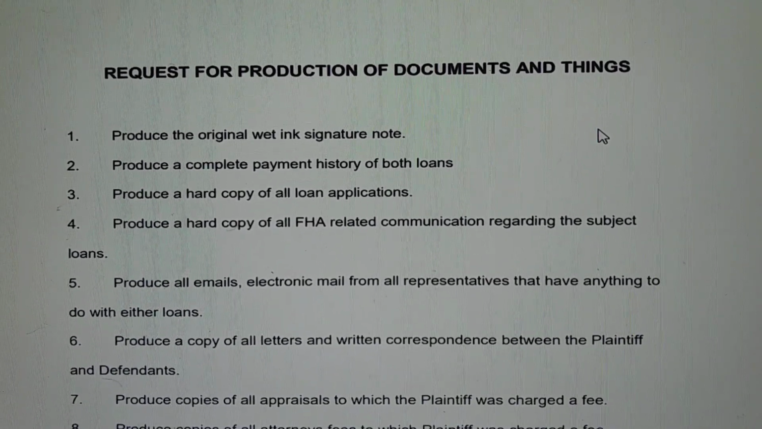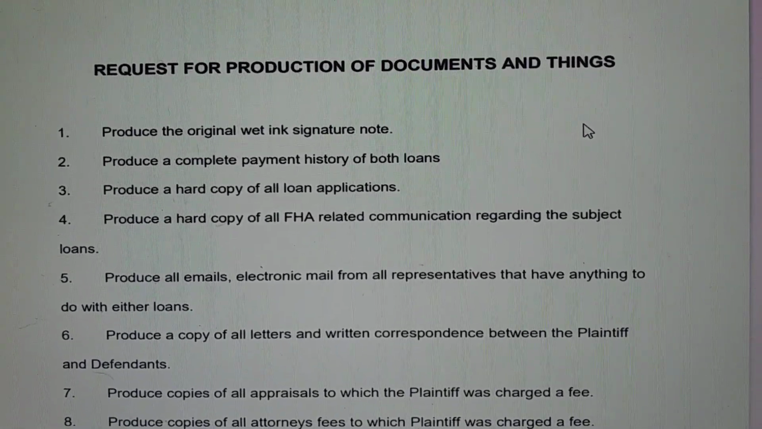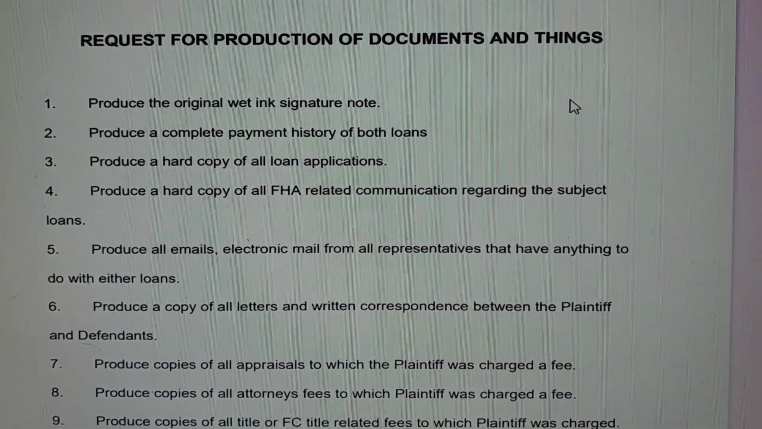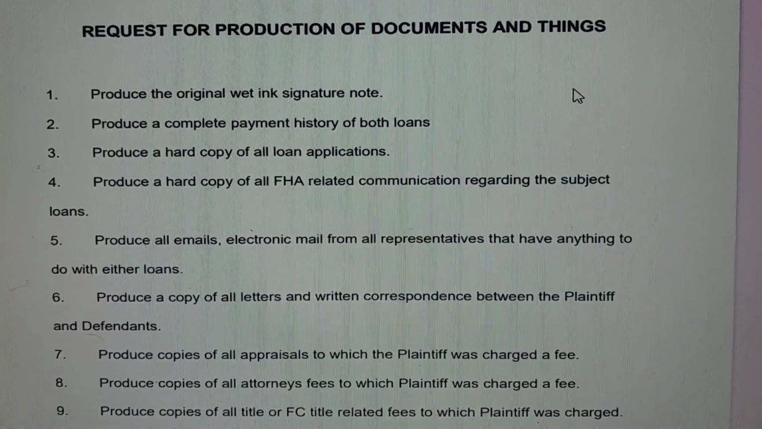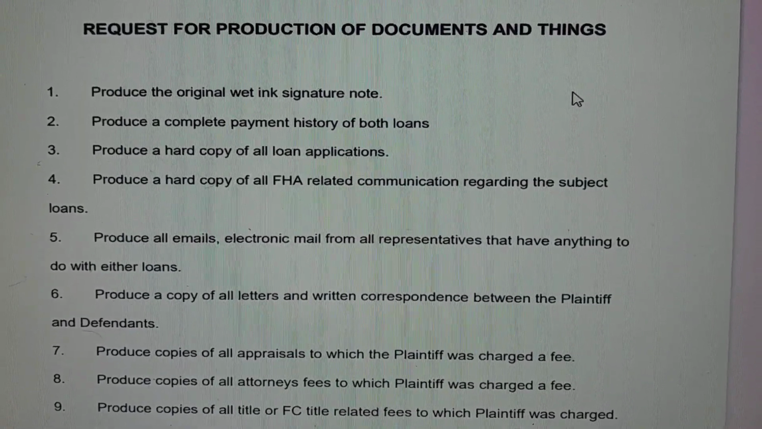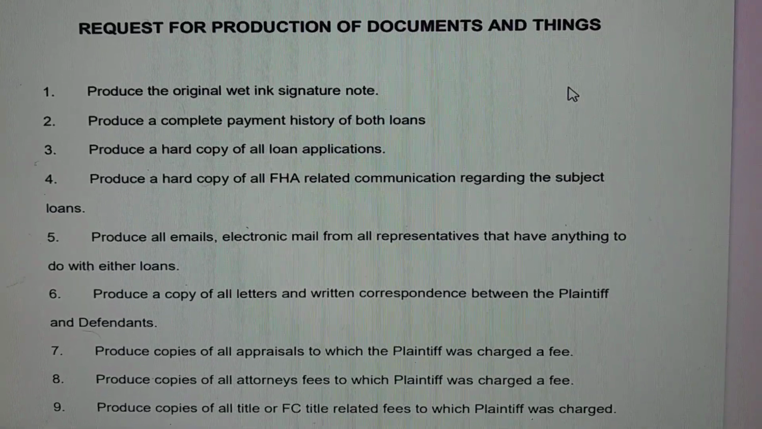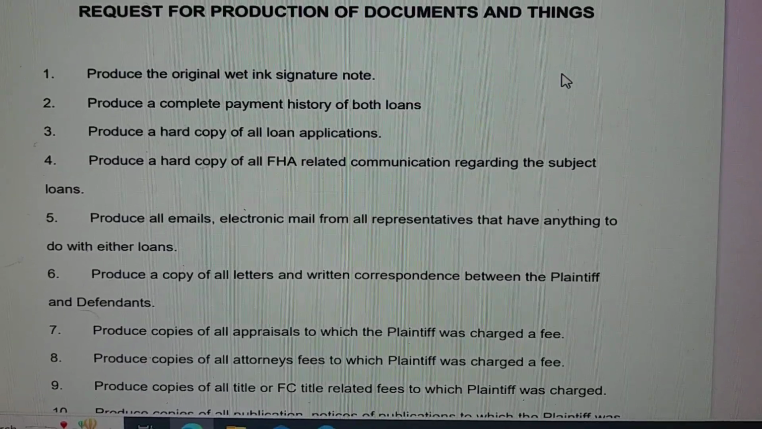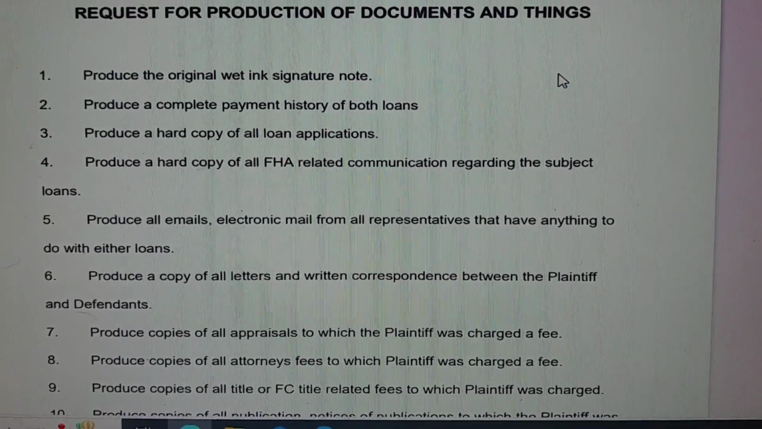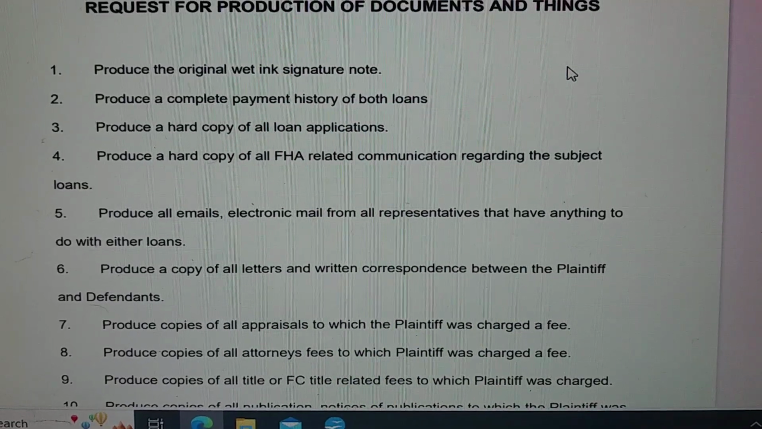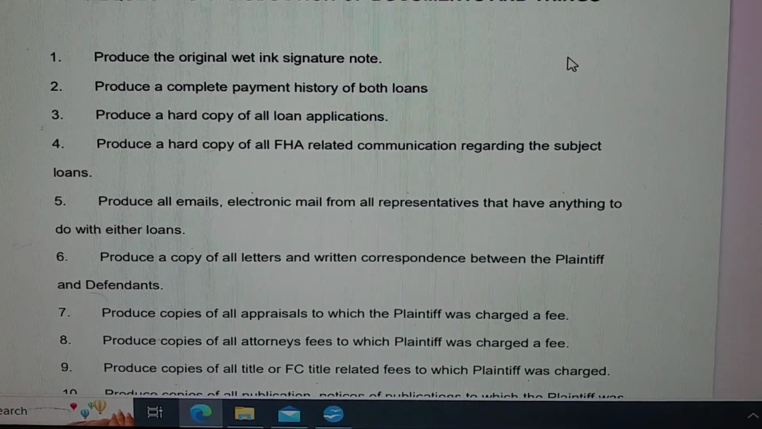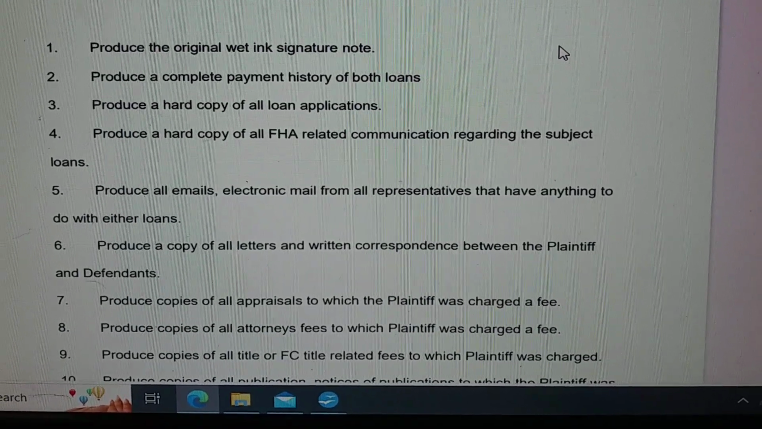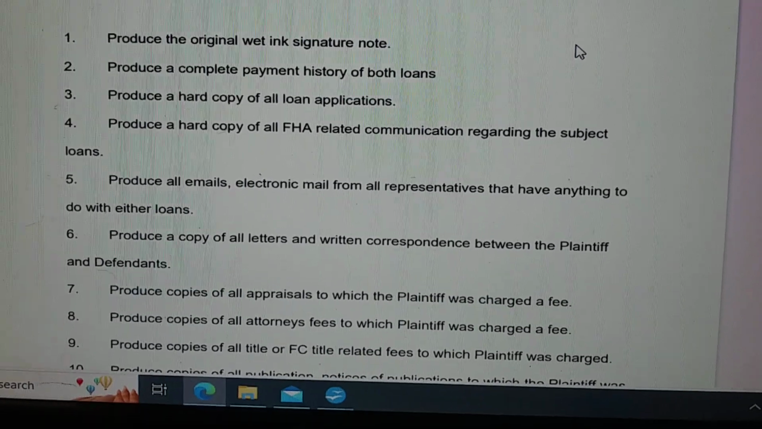Number 1, produce the original wet ink signature note. Number 2, produce a complete payment history of both loans. Number 3, produce a hard copy of all loan applications. Number 4, produce a hard copy of all FHA-related communication regarding the subject loans. Number 5, produce all emails, electronic mail from all representatives that have anything to do with either loans. Number 6, produce a copy of all letters and all written correspondence between the plaintiff and defendants.